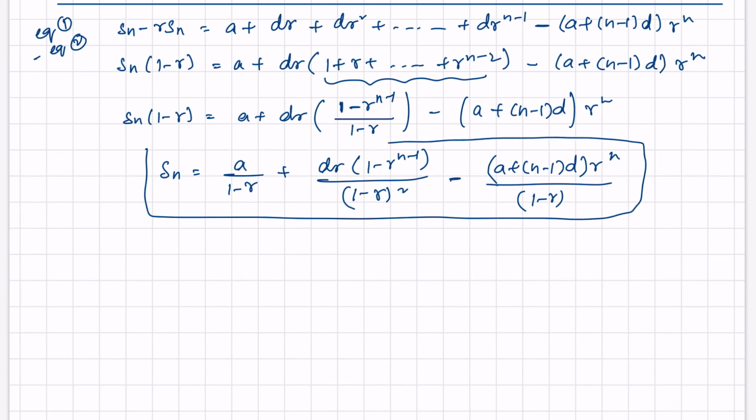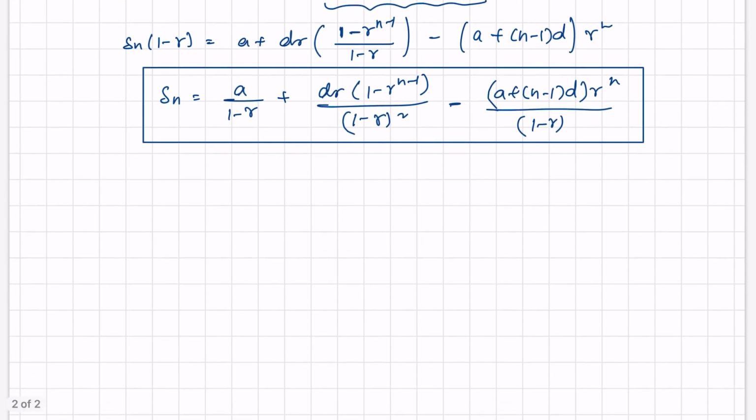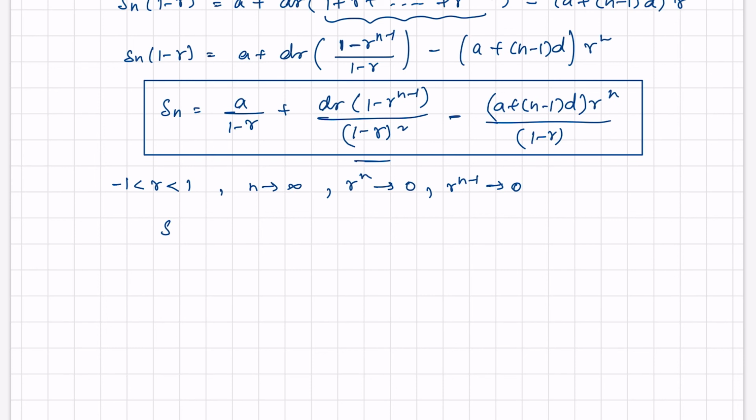This is the formula we get for the sum of n terms in arithmetic geometric progression, that is AGP. Here r is in the range of minus 1 to 1, and as n tends to infinity, that is for the sum of infinite terms in this progression AGP, r power n tends to 0. That means r power n minus 1 in the second term tends to 0. So the sum of infinite terms in this series AGP is a upon 1 minus r plus dr upon 1 minus r whole square.